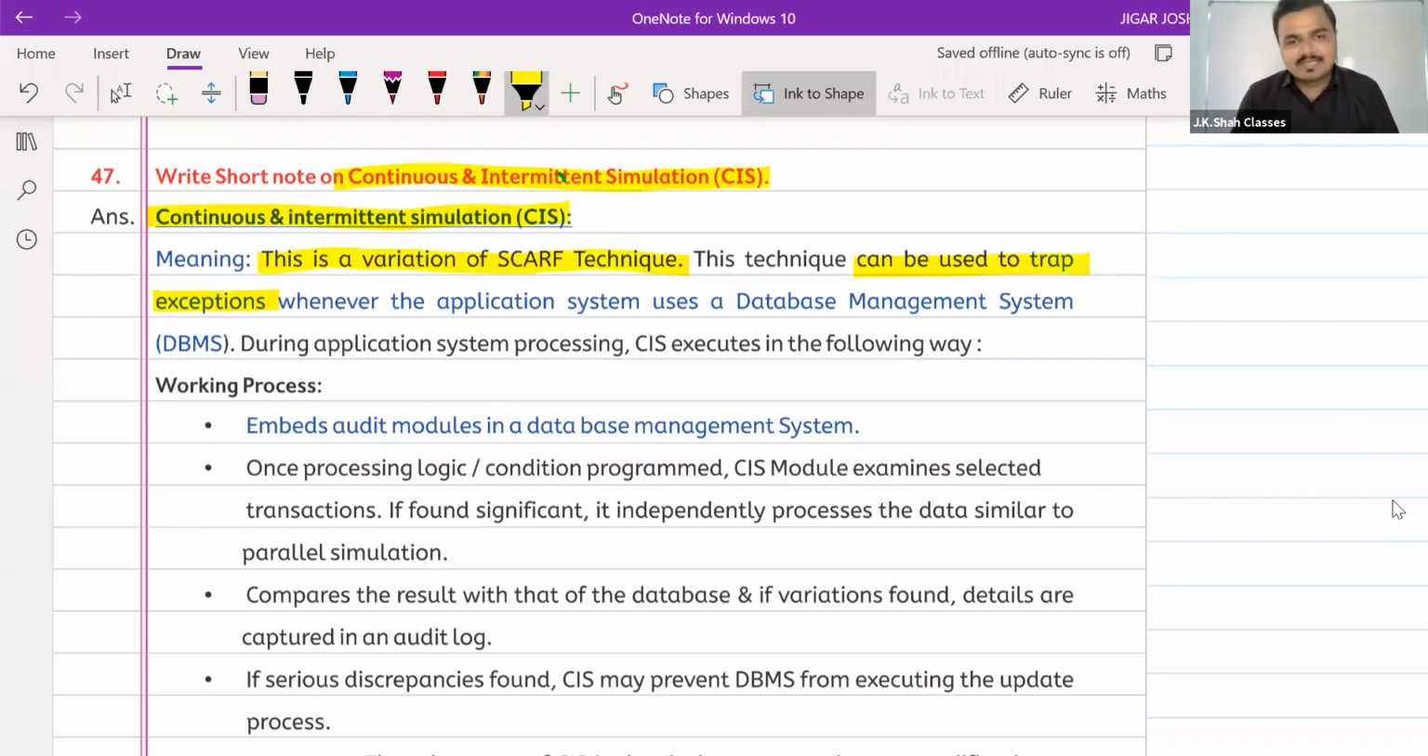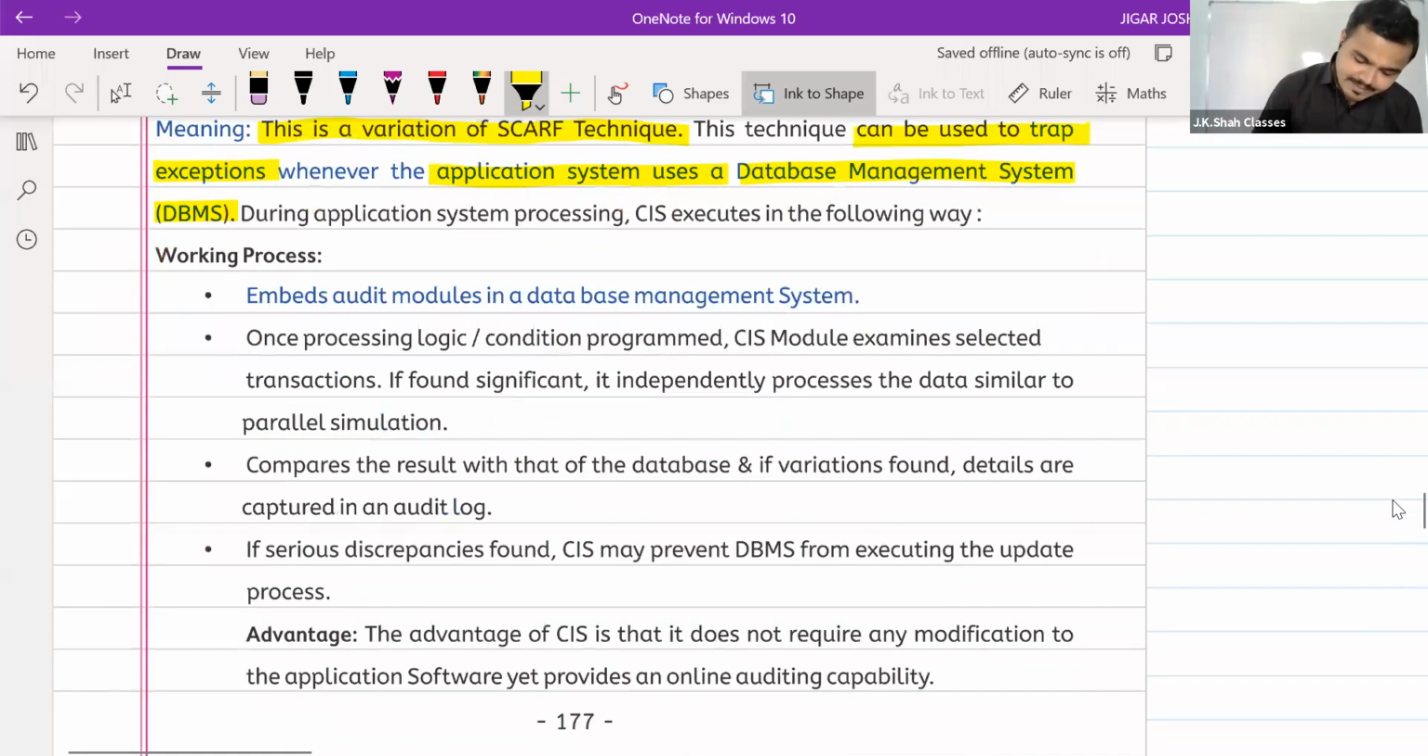Exception means something which is not going as expected. That is called an exception. It is used whenever the application system uses a database management system. What is a database management system? A large set of data. When a large set of data is required to be identified in a perfect way, we need to use this DBMS concept. Understood, my dear chartered students? Yes, sir.